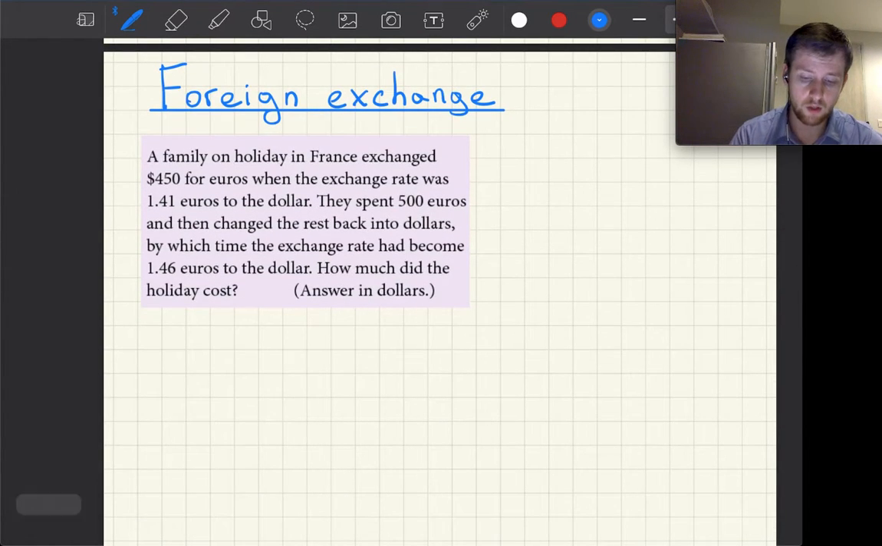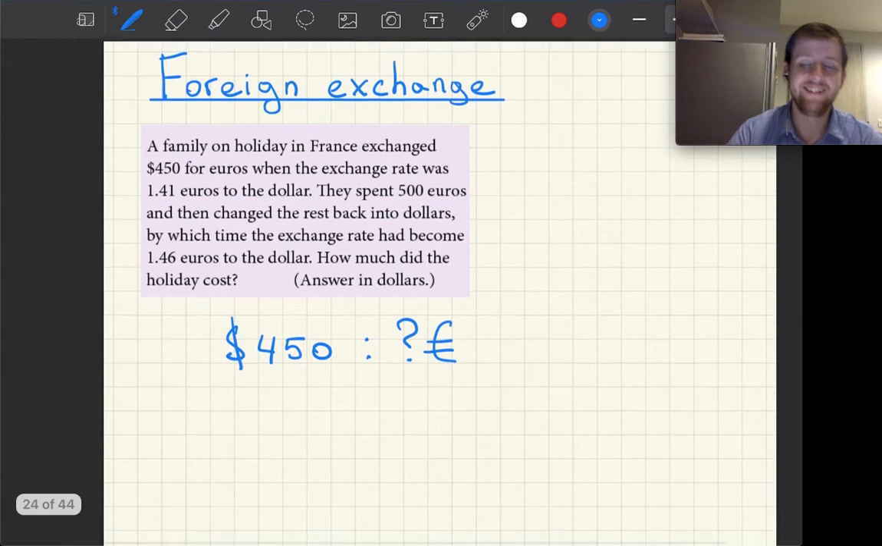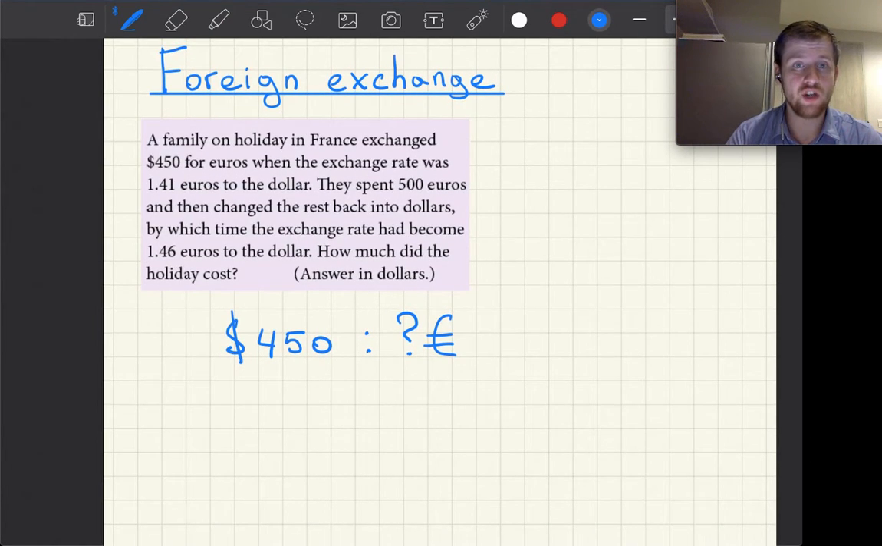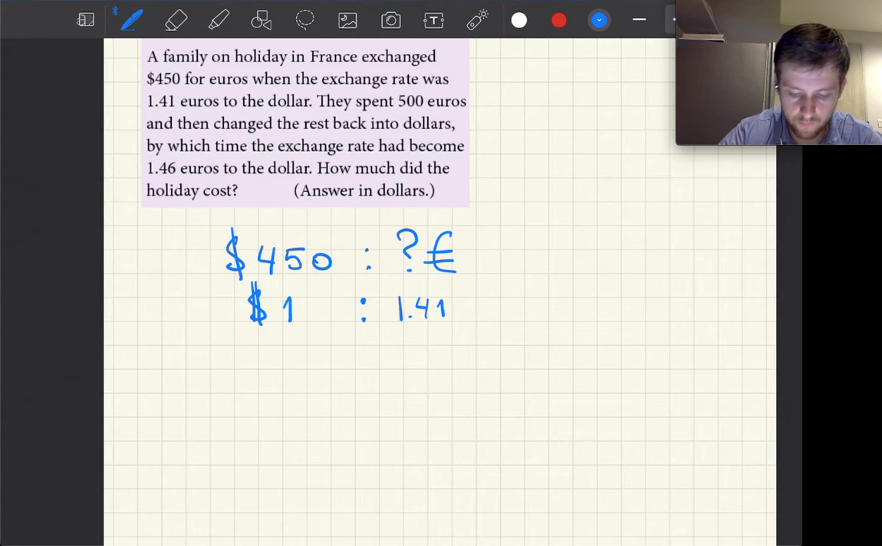So let's just try to figure it out. $450 were changed for euros. We can also use proportion, by the way, for this question, so people find it very useful. So $450 gives us, we don't know how many euros. But we do know that the exchange rate was 1.41 euros to the dollar. So $1 is equal to 1.41 euros. Right? So how do we figure out this part?